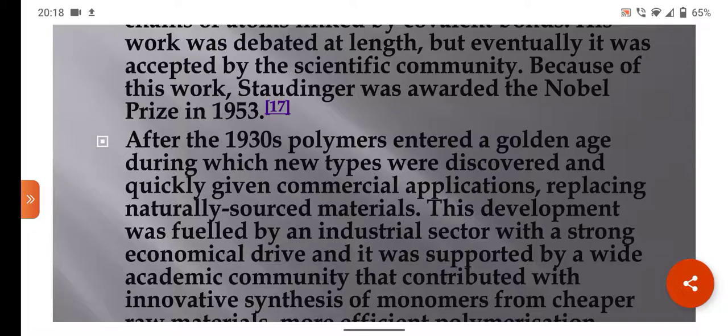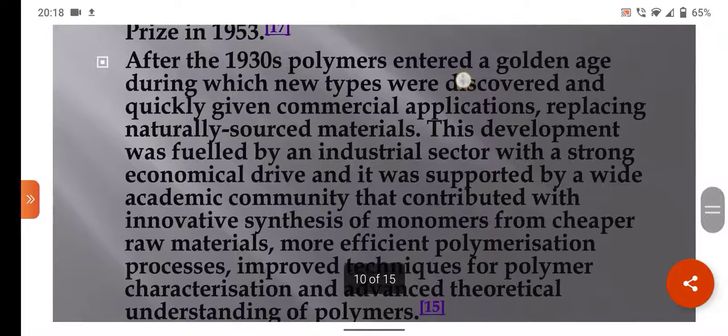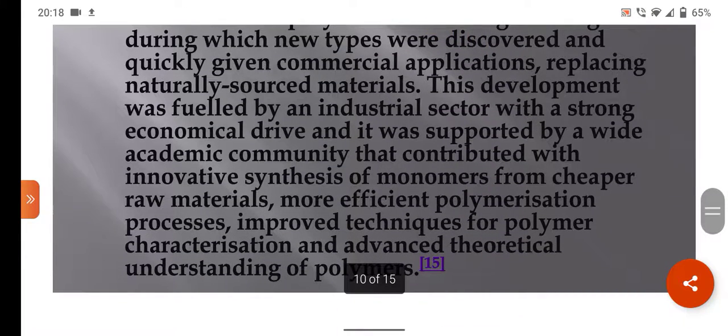This was fueled by an industrial sector with a strong economical drive, and it was supported by a wide academic community that contributed with innovative synthesis of monomers from cheaper raw materials, more efficient polymerization processes, improved techniques for polymer characterization, and advanced theoretical understanding of polymers.